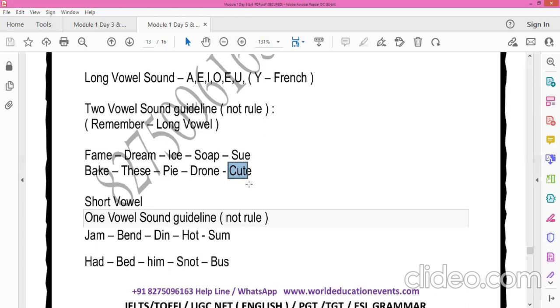What about cut? We do have only one vowel, and then it will sound as what? Short vowel. Okay, short. So cut. What is happening? Cut. So it's a short vowel sound. Cute. U is coming. That means a long vowel sound. All right. Okay.